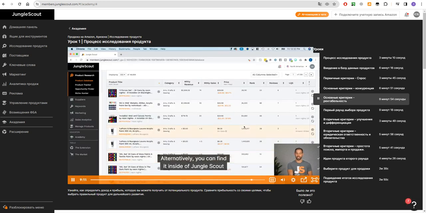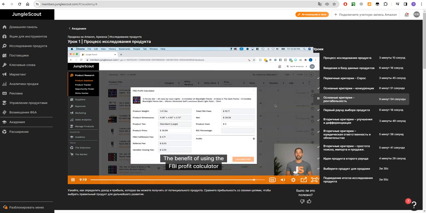Alternatively, you can find it inside of Jungle Scout by clicking on the net price, which brings up a similar modal. The benefit of using the FBA profit calculator inside of Jungle Scout is it is taking into account the product weight and dimensions in order to figure out the Amazon fees, so it gives you an accurate estimate of what Amazon is going to charge you for their fees.